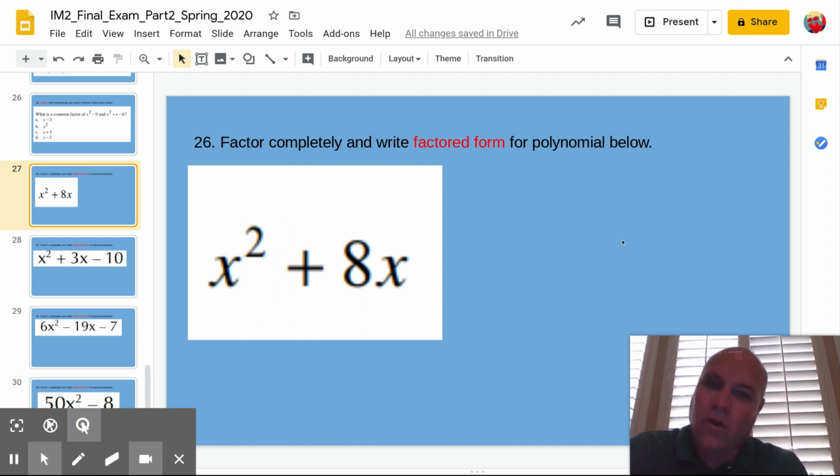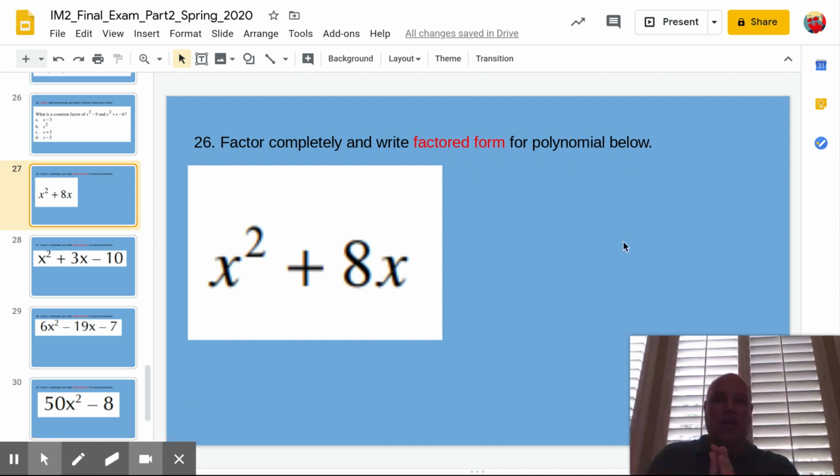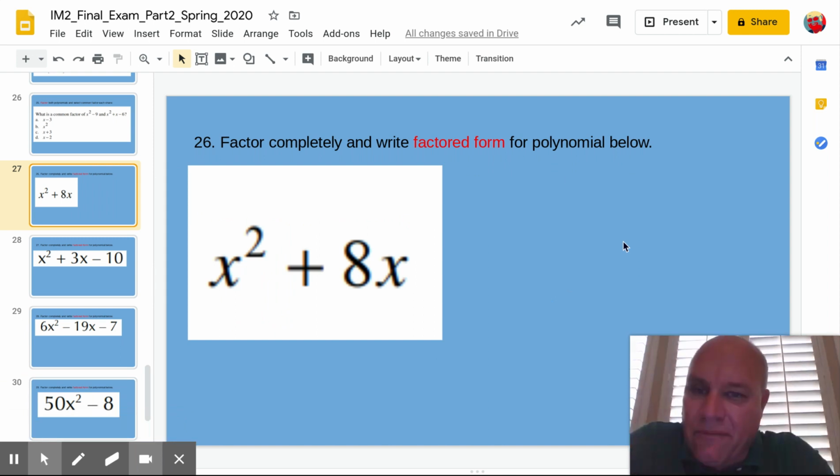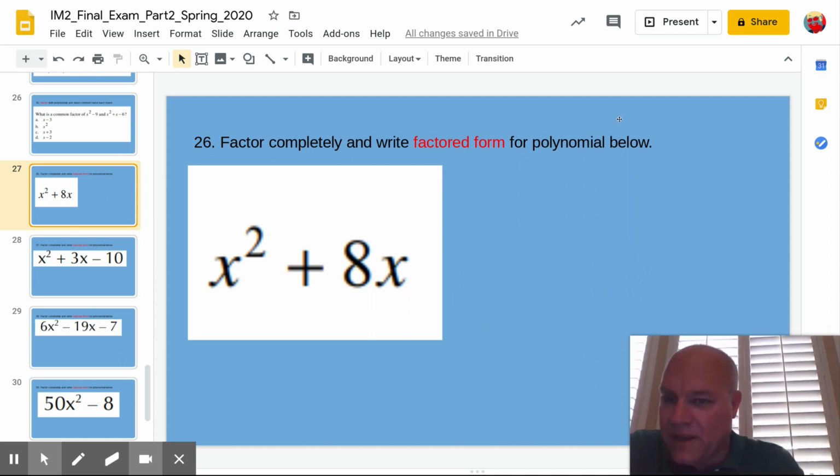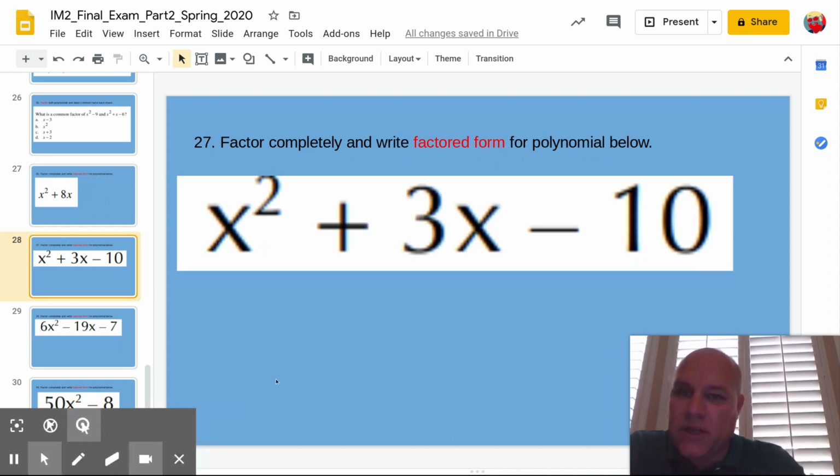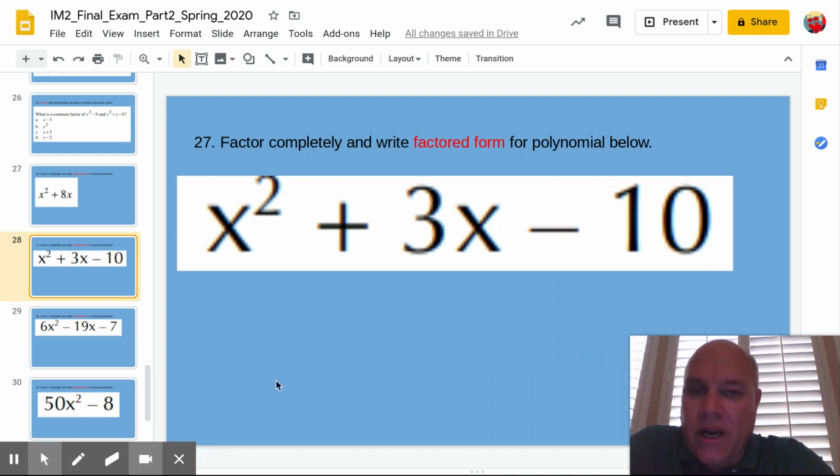All right, for questions 26 through 30, you're going to do the factoring and give me the answer. Again, if you have an x squared, you use a caret, but most of those we're not going to have because we're factoring here. Your hint is whenever you factor, you should always be looking for a GCF first. So factor question 26, which is x squared plus 8x. Question 27, I want you to factor x squared plus 3x minus 10.